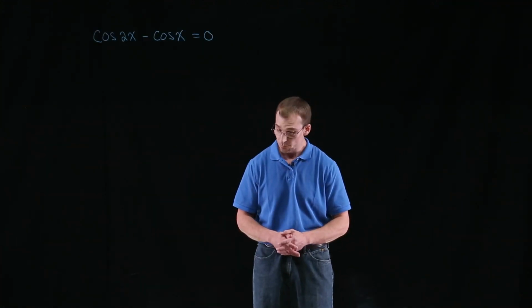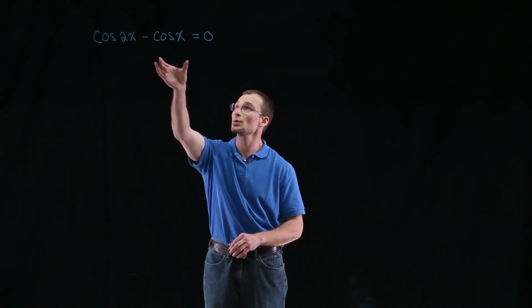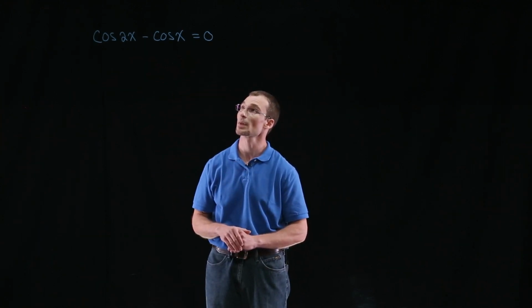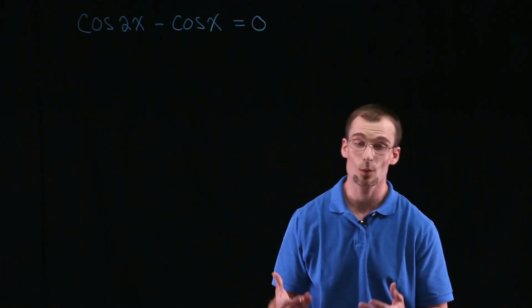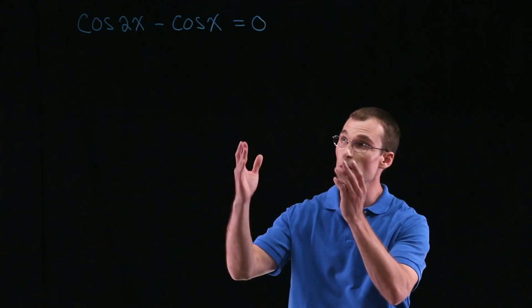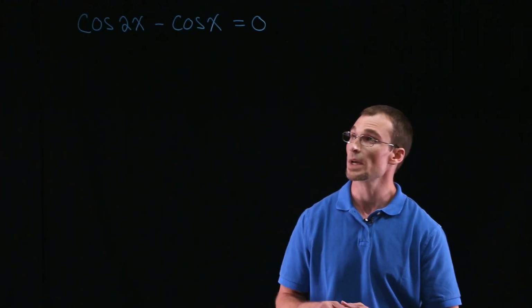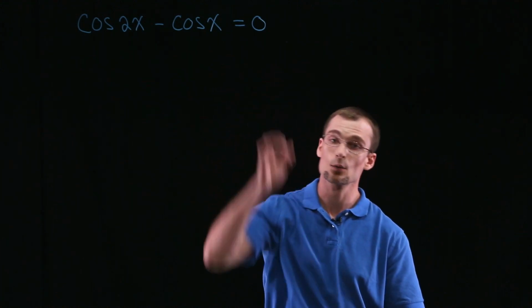Welcome everybody, I'm Adam. And in this problem, we're going to be solving the equation cosine of 2x minus cosine of x is equal to 0. Now, fundamentally what we want to do when we're solving trig equations is get all of our trig functions to one side and all constants to the other, which is pretty much what we're starting with. And on top of that, what we have is the left-hand side set equal to 0.